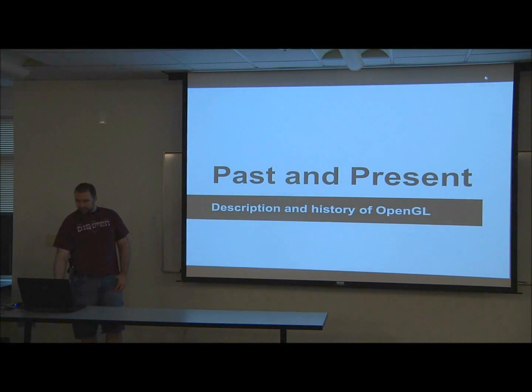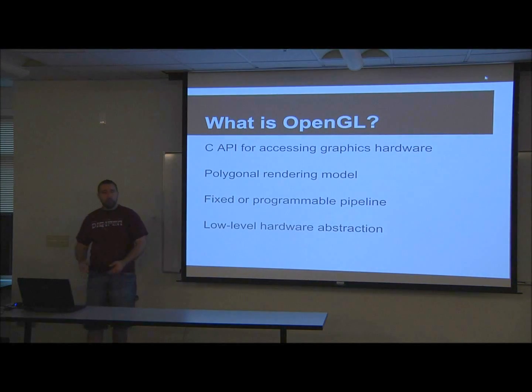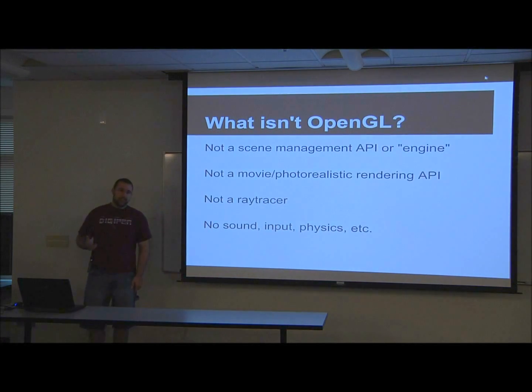So first, quick history and description of OpenGL. What OpenGL is: OpenGL is a C API for accessing graphics hardware. It does triangle rendering, has a couple different modes for either fixed or programmable pipelines, which I'll go over a bit later in the presentation, what that actually means. It's really just a low-level hardware abstraction. Right? What it's not is anything other than a low-level hardware abstraction. It is not a scene management API. It's not a graphics engine. It doesn't do any advanced features on its own. It literally just renders triangles to the screen and gives you some control on how those triangles are rendered.